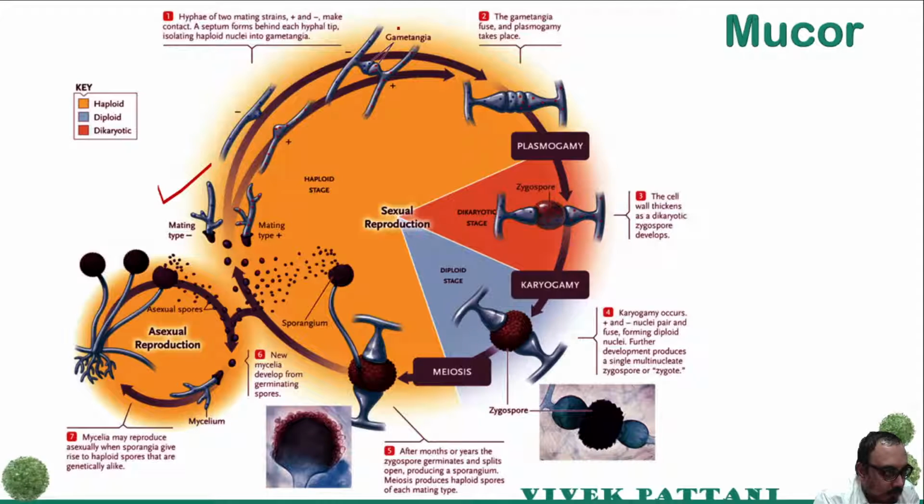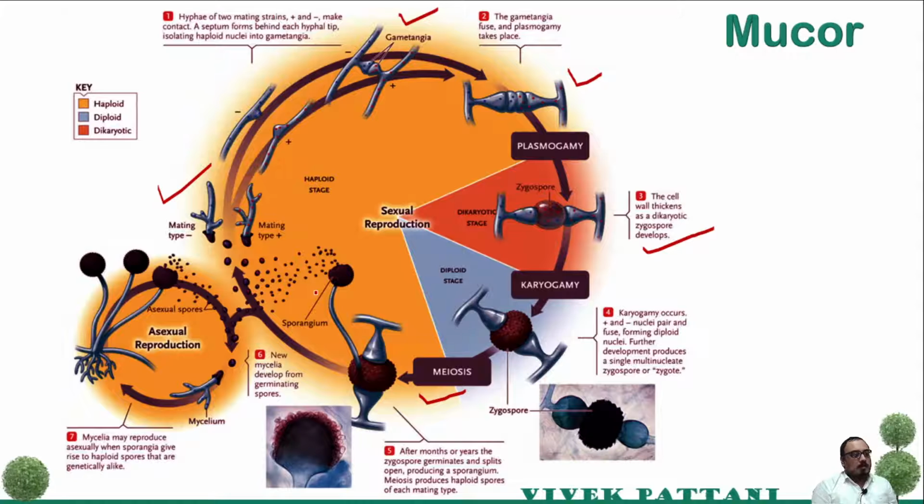Mating occurs, haploid stage, gametangia, and plasmogamy occurs, and the cell wall thickens and a dikaryotic zygospore develops. Karyogamy occurs where both the nuclei fuse, and finally meiosis occurs, and the new mycelia will be formed from the germinating spores.